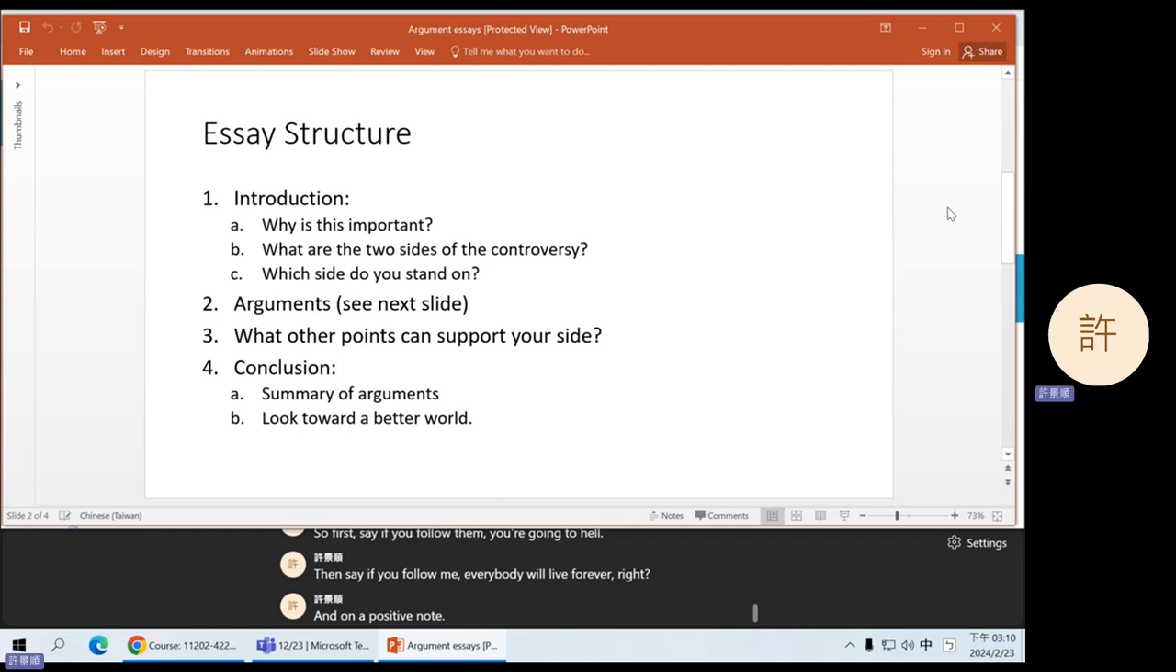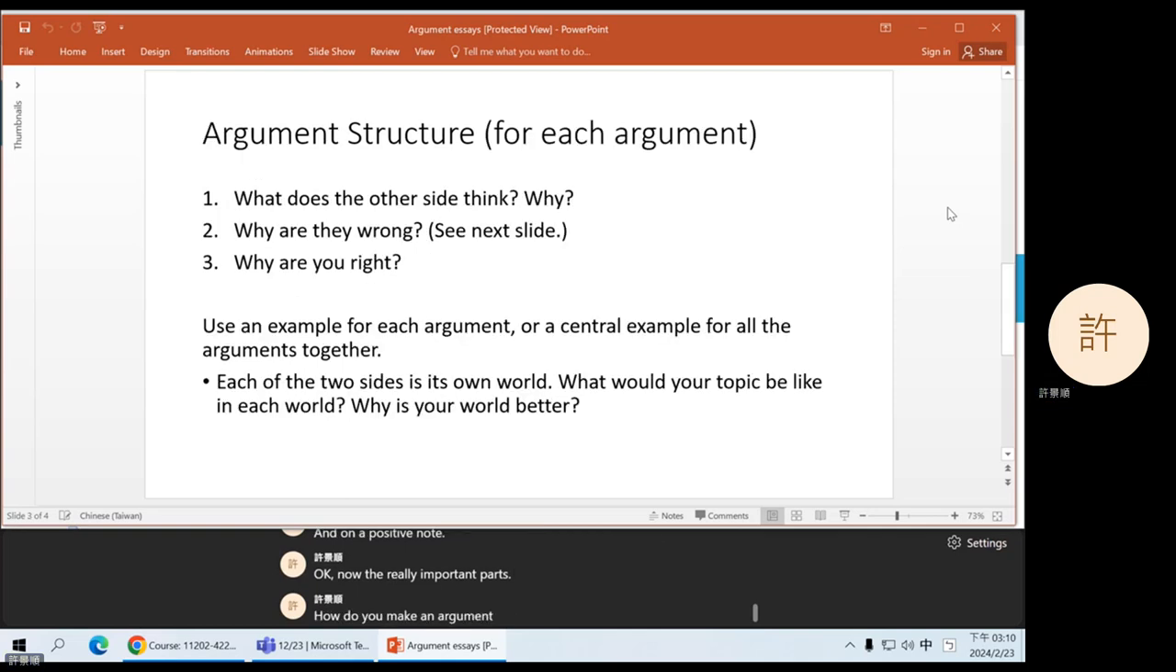Okay. Now the really important parts. How do you make an argument? For each argument, it is actually a comparison. But it's a biased comparison. The comparison will always end up being to your favor. So just like any attack, you first have to aim at a target. So number one, what does the other side think? Why do they think this? That is picking your target.